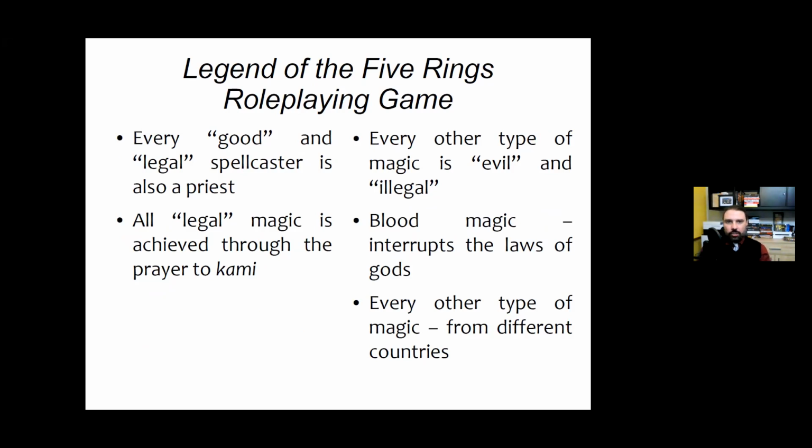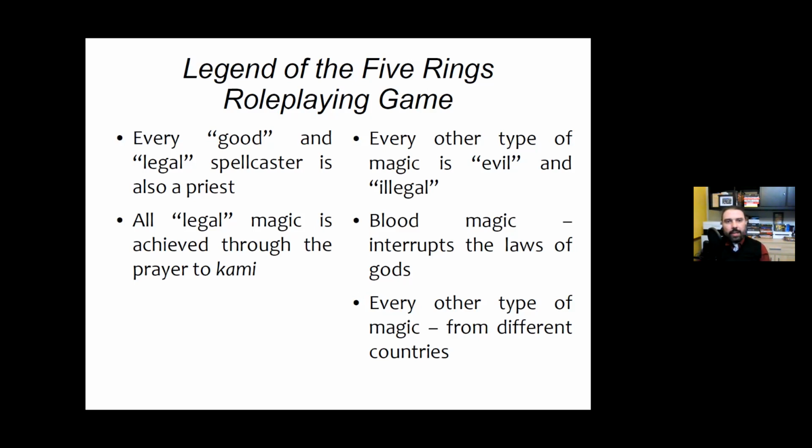A different approach to using magic for the identity of the character in the game is used in the Legend of the Five Rings role-playing game. In this game, every quote-unquote good and legal spellcaster is also a priest. They are a totally separate class of people in the game world, and their main source of magic is through prayer to kami, the local gods. So because of this, if the player wants to cast a spell with their character, he or she can achieve it by praying to the local god for some power, and it is actually the power of that local kami that manipulates, for example, earth, water, or air, not the spellcaster himself.